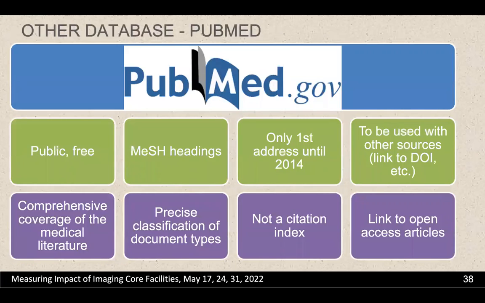PubMed, of course, we know, I guess we all use it, especially in imaging. It's public and free. There are lots of MeSH headings, which are a very nice keyword taxonomy. But the issue is that before 2014, just the first author had the address there. But it's good to use with other sources like DOI. It's comprehensive, there's precise classification of documents, but it's not a citation index. And you have the link to open access articles. So it's a really great tool to get the article.